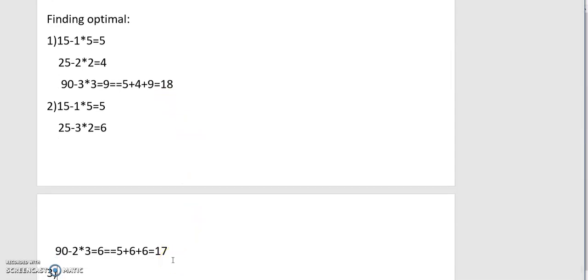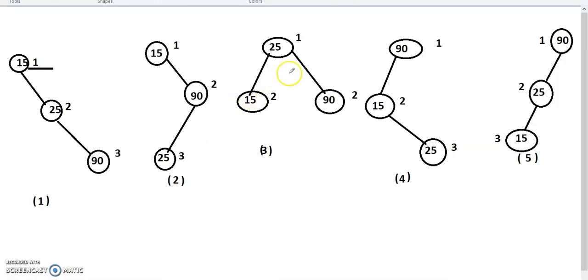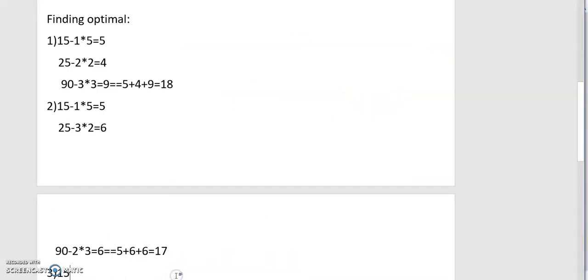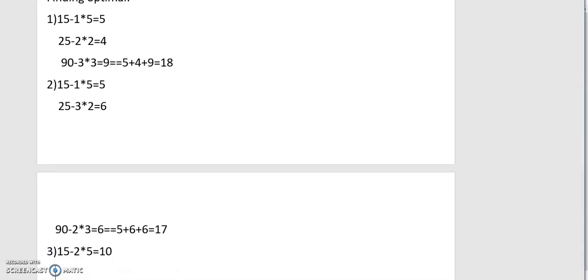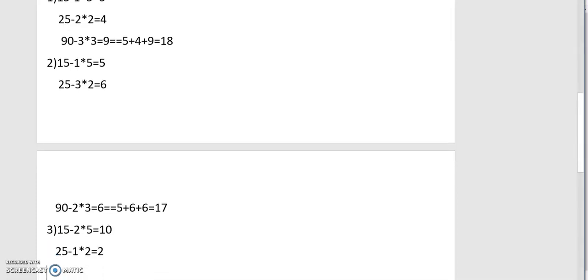Next we will find for the third tree. For 15, 25, 90 we got 2, 1, 2 comparisons. Let's remember those: 2, 1, 2. For 15 we have 2 comparisons into frequency value 5, total value is 10. For 25 we have only one comparison into 2, the frequency value, equal to 2.